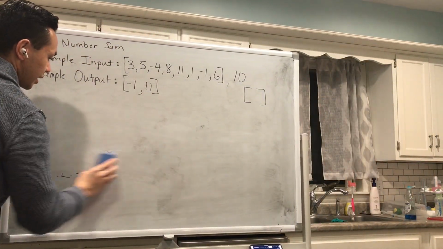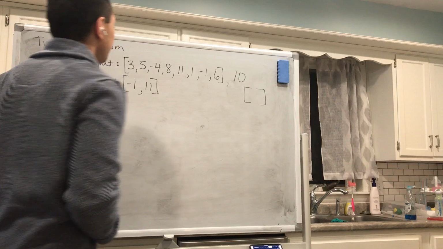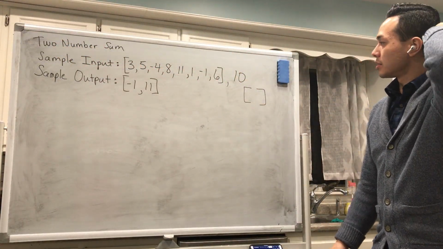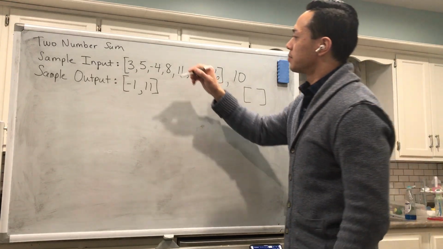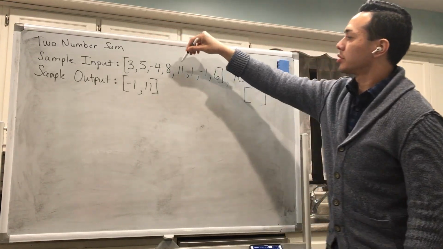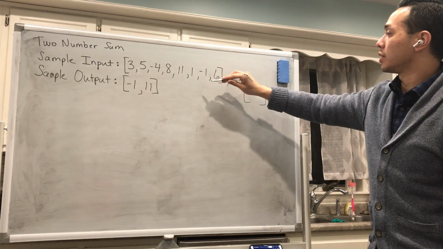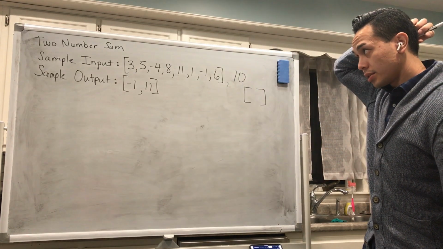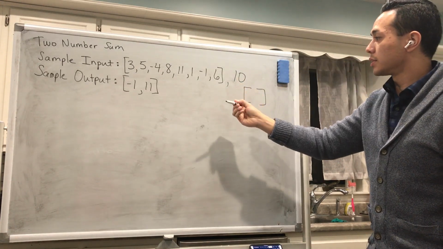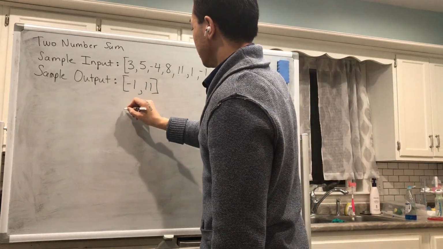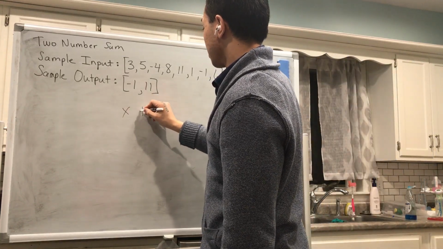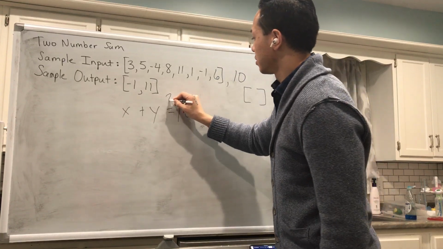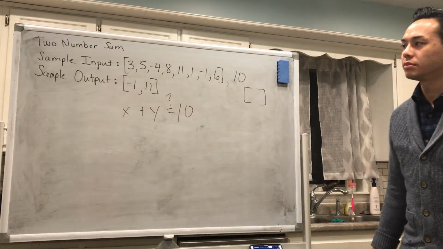So we did the understand. Now it's time to do the plan. So when I see this here, the sample input, my goal then is to figure out what 2 numbers in this array here add up to that number, right? So essentially what I'm trying to do is I need a variable, let's call the first variable x, and I need another variable y, and I need to know, does that equal 10? Does that equal my target sum?